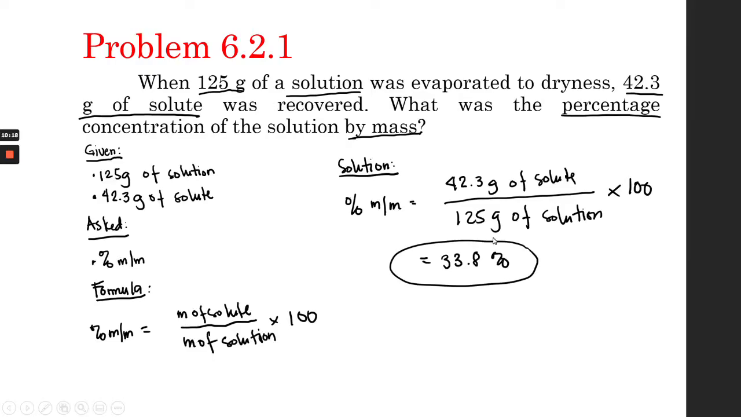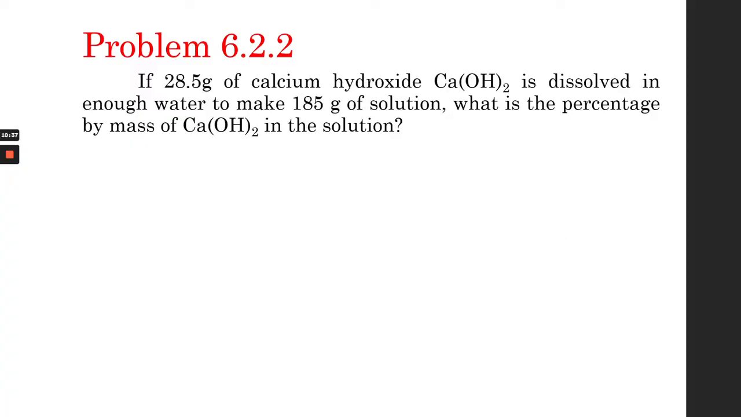That's how you get percent by mass, or how much percentage of solute is there in 125 grams of solution. So there is 33.8% of solute in that whole solution. So let's try another problem. Problem 6.2.2, we're still in percent by mass.